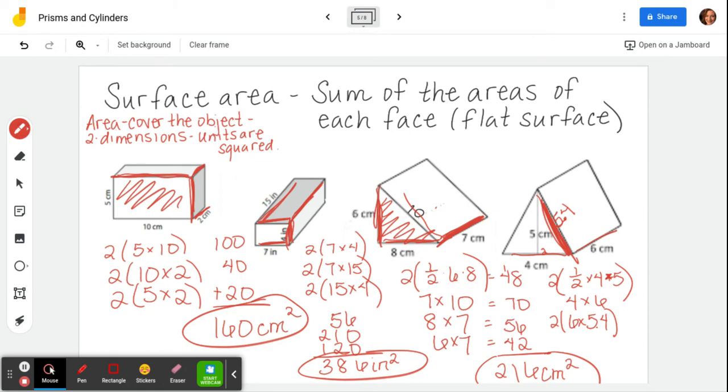I'm going to switch to a different color so that you can see what I'm doing a little bit better because I know I'm about out of room. Okay. 2 times 1/2, again, that cancels. So really, that's just going to end up being 20.